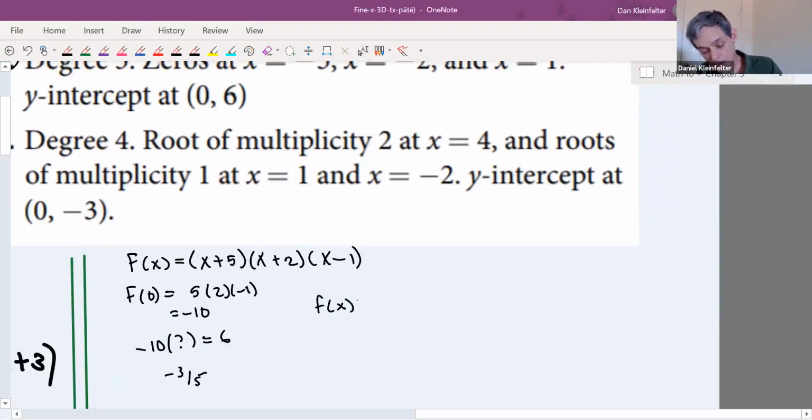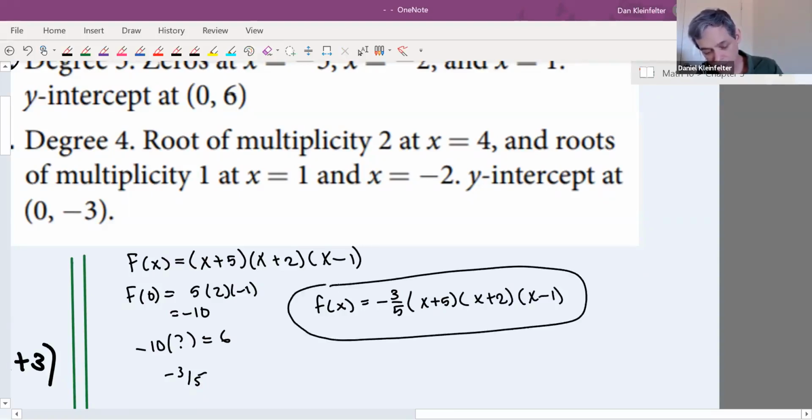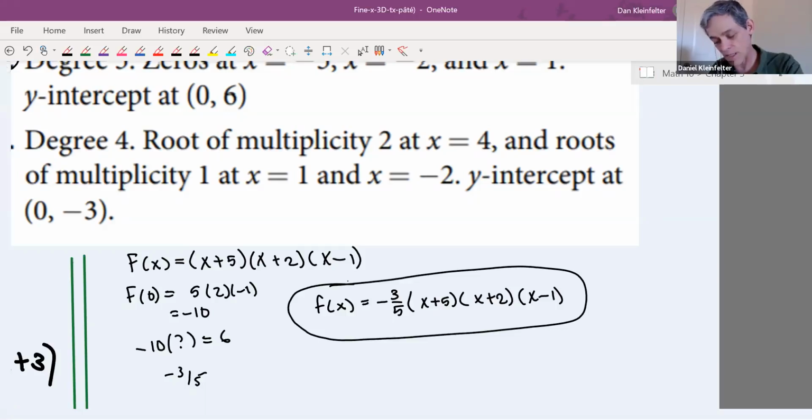That will create our new f of x, -3/5 times x plus 5, x plus 2, and x minus 1. All right, so that's how that'll look. I'll leave it to you to do the multiplying out if you want to see that. Okay, let me know if you have any questions on that.